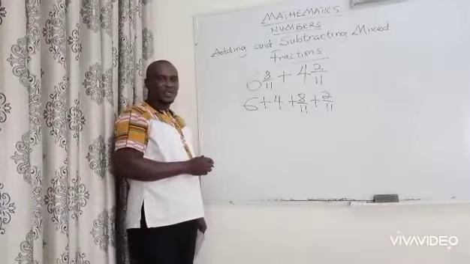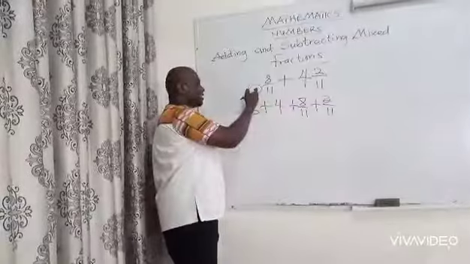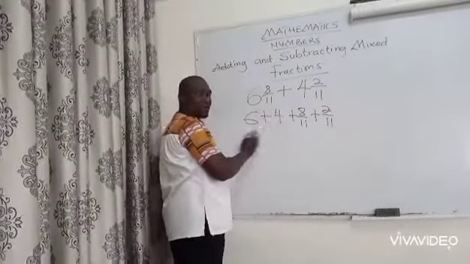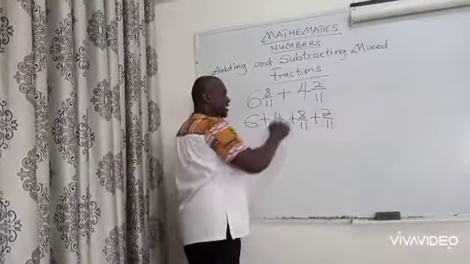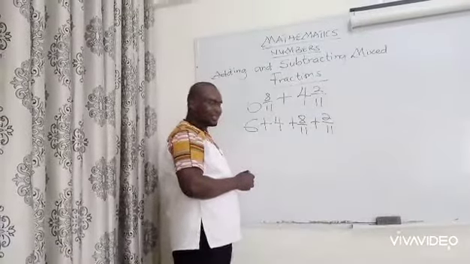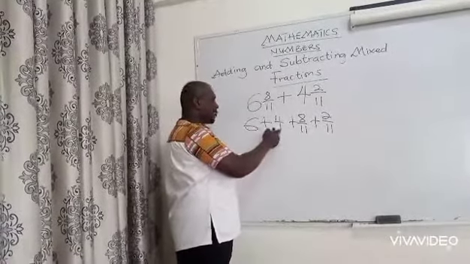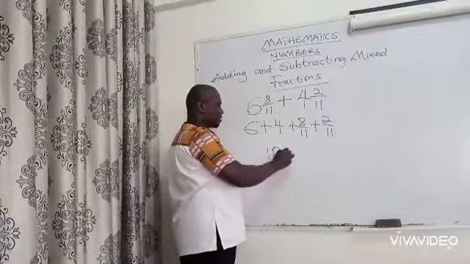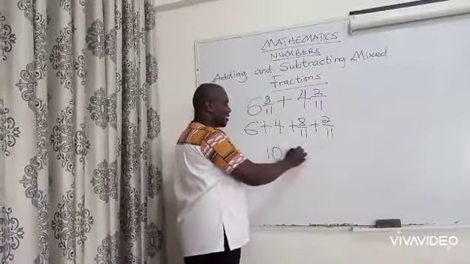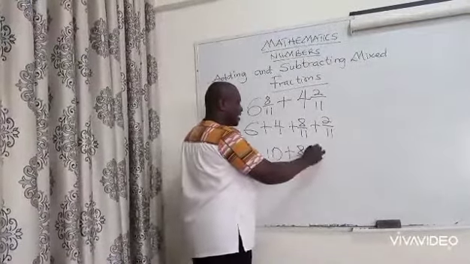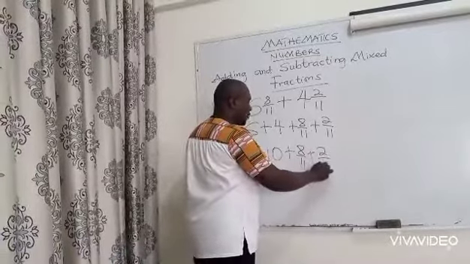I hope you are following. We add the whole numbers, 6 plus 4, and then we add the two fractions. So 6 plus 4 gives us 10, plus 8 over 11 plus 2 out of 11.